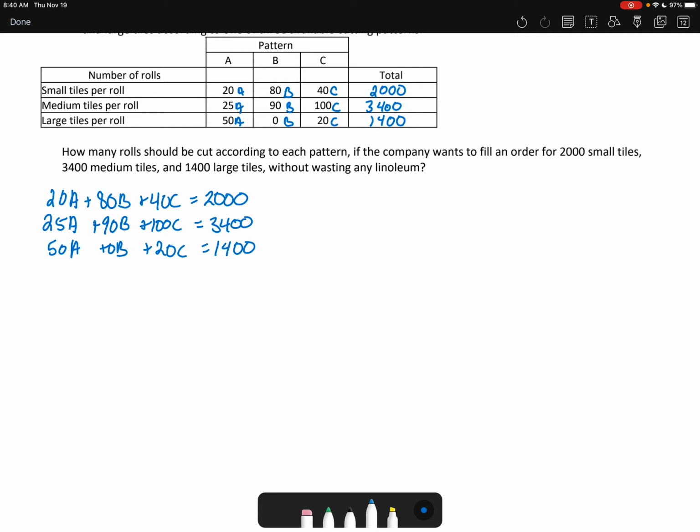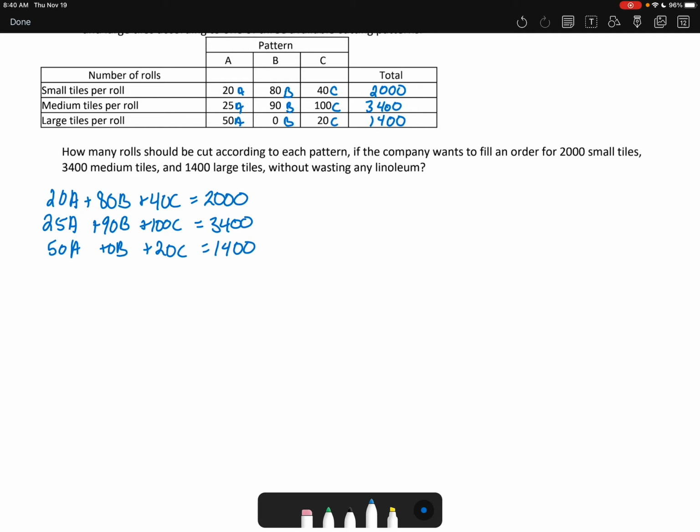So if they're cutting pattern B, they can get 80 small tiles and 90 medium tiles and no large tiles because of just the way that those patterns lay out on the roll. So anyway, we've got these 3 equations. We want to solve these for A, B, and C. And our normal technique is to pick on one variable and eliminate it twice to get down to a 2x2 system. On this one though, don't work too hard.